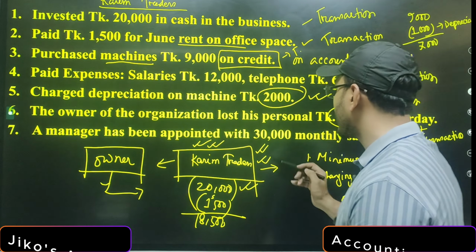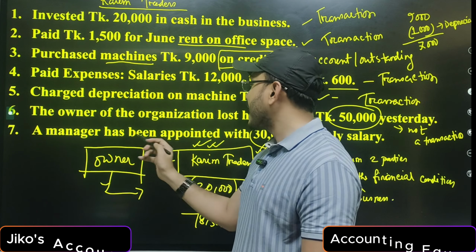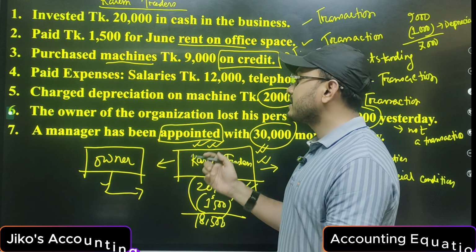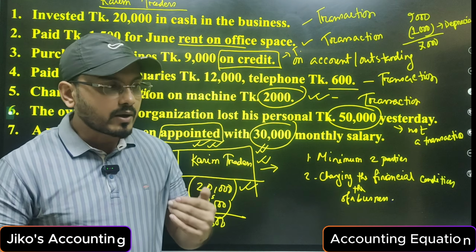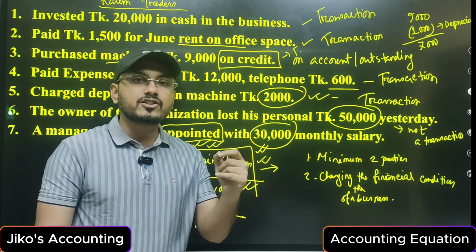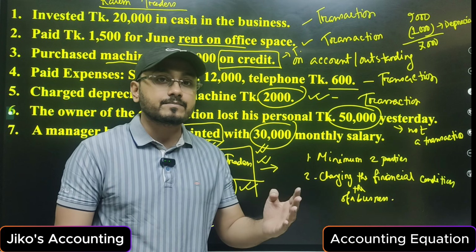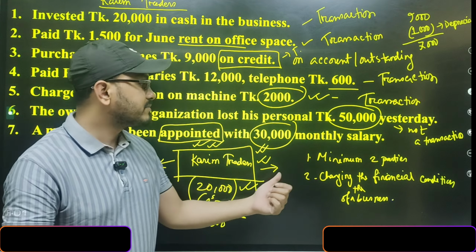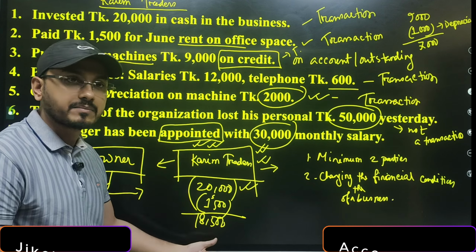A manager has been appointed with a 30,000 monthly salary. Try to get the key point here: has been appointed. Here it has not been mentioned that the manager has been paid. Has been paid means you have already paid him. But here you have appointed a manager in your organization and allotted him a 30,000 monthly salary. That means you have just recruited him. You haven't paid any single money. So because of this, we can see that there is no change in any financial condition of the business.